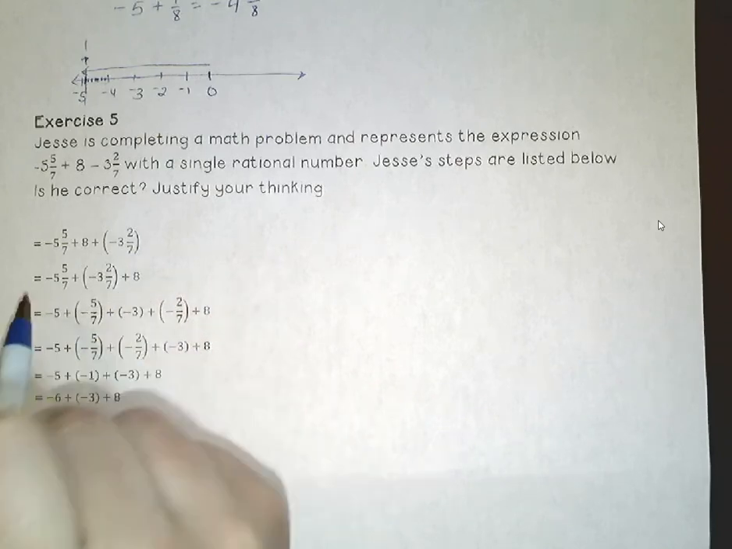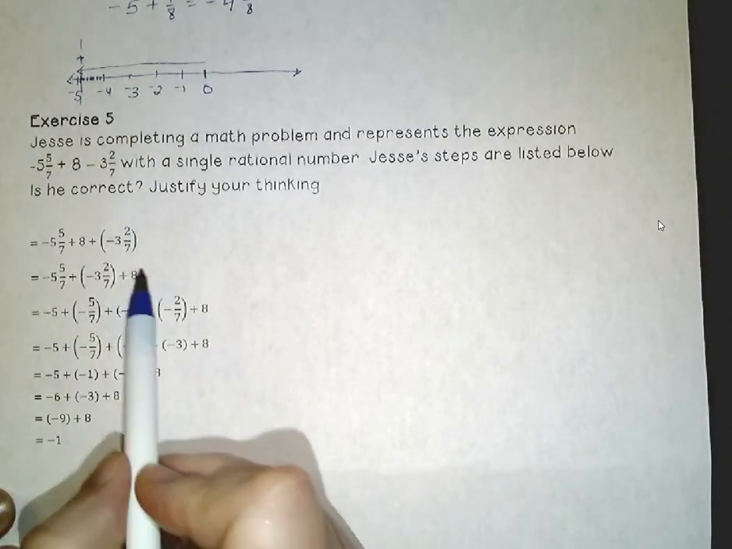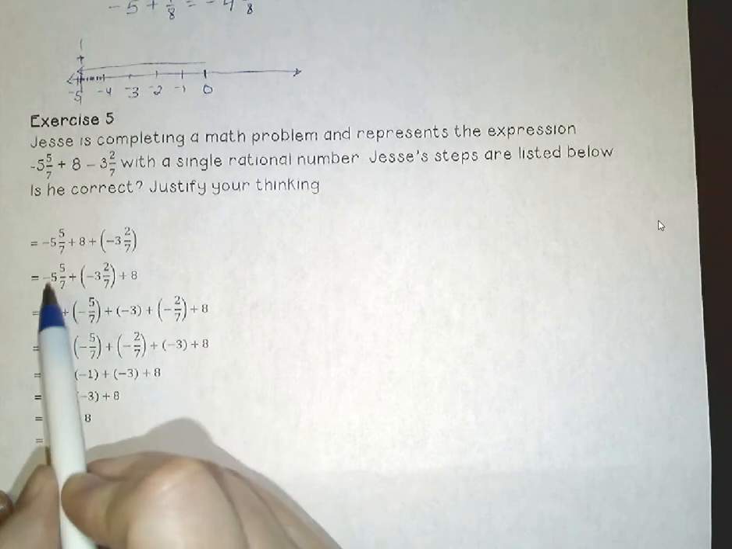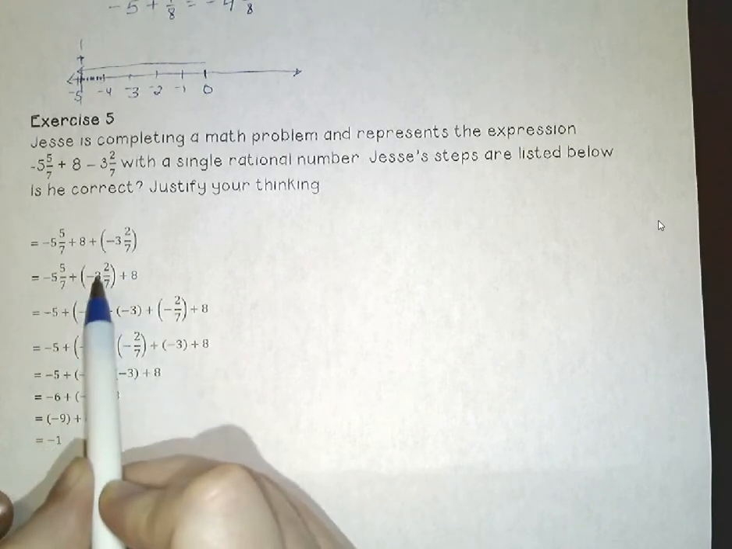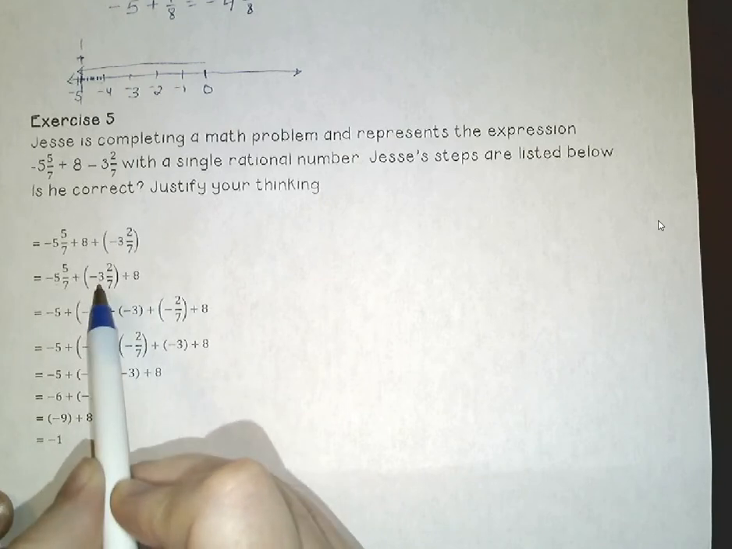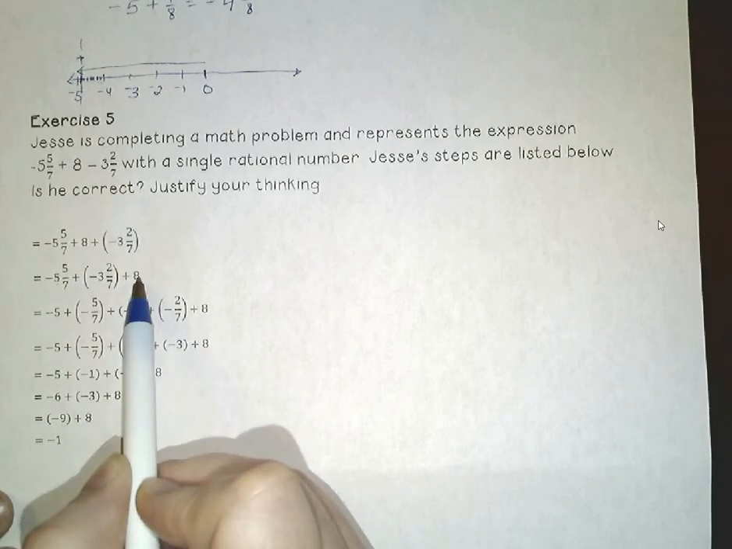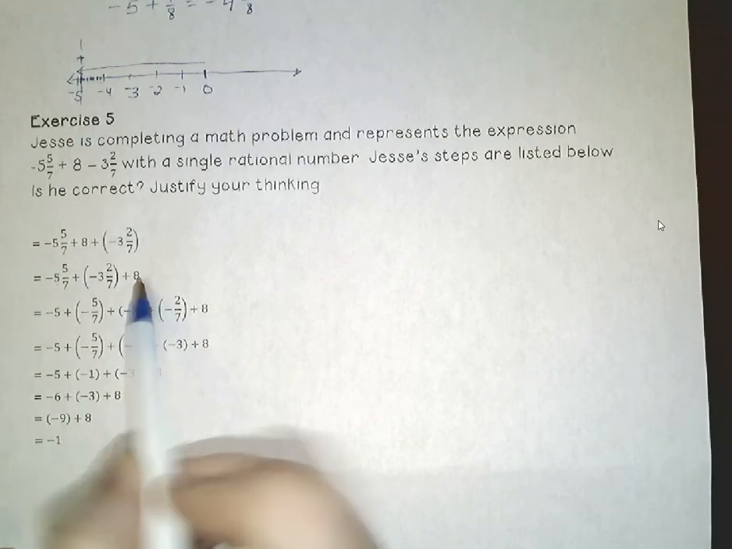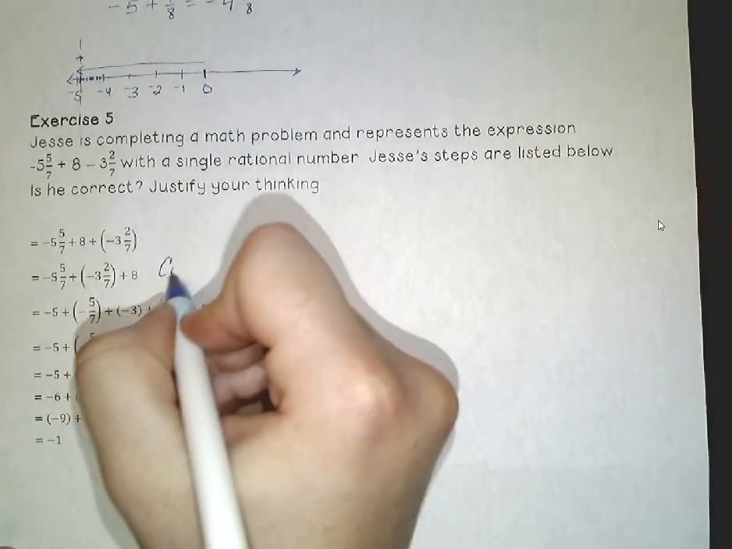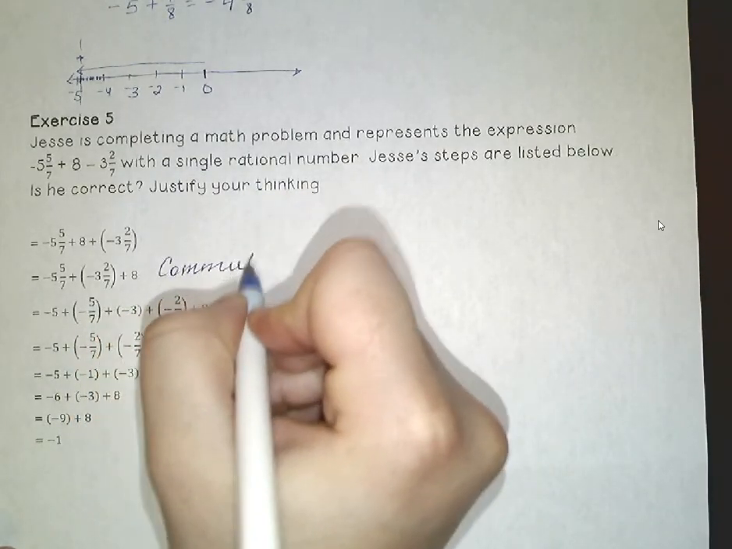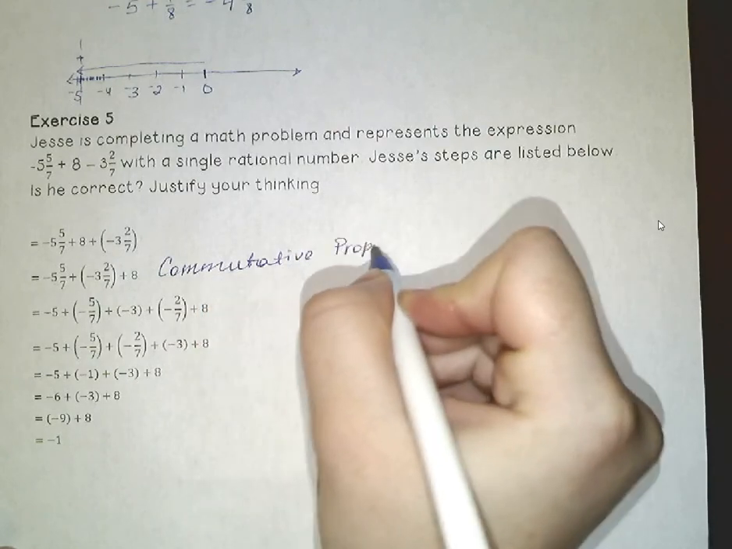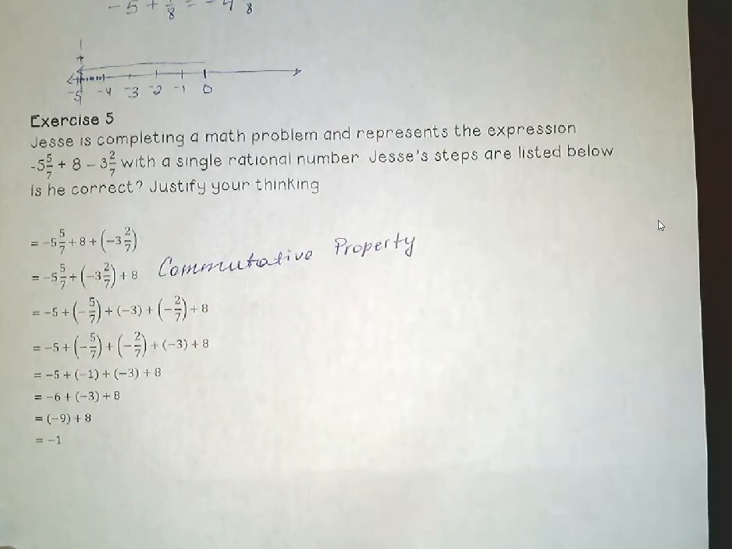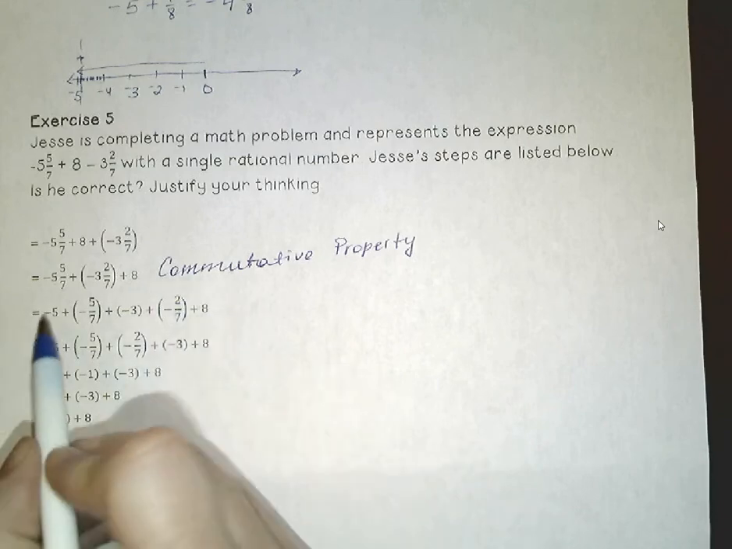What did they do? So he changed the order of these two numbers. He wrote negative 5 and 5/7. Now he moved negative 3 and 2/7 to the second space and 8 to the third space. So he used the commutative property of addition. Commutative property. So far, so good. Let's see what they did next.